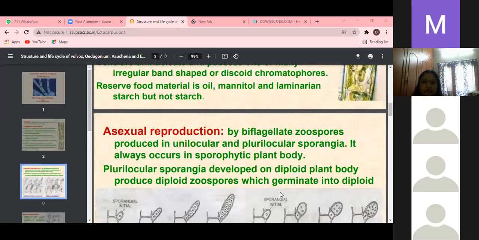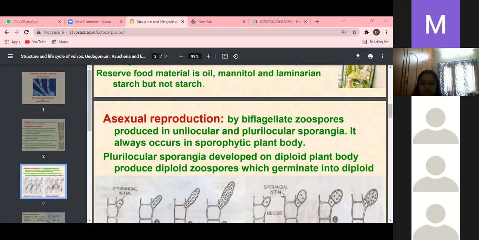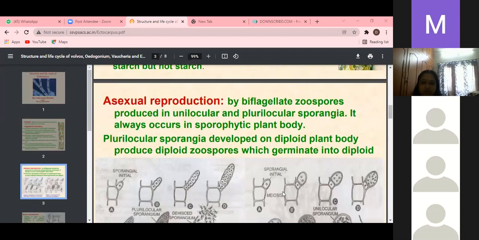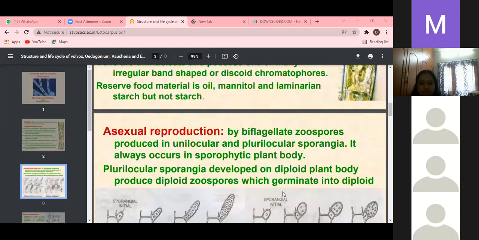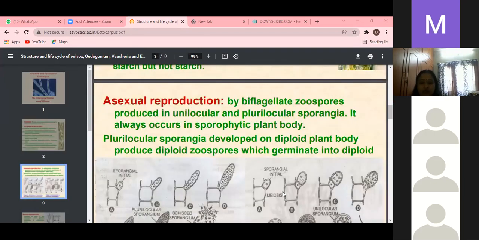Here reproduction is only of two types, girls. Vegetative reproduction is totally absent. Why? Some species of Ectocarpus are sporophytes and some are gametophytes. Tell me, what is the meaning of sporophyte? What is the meaning of gametophyte? Anyone?